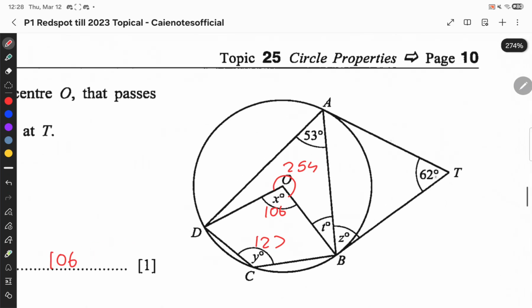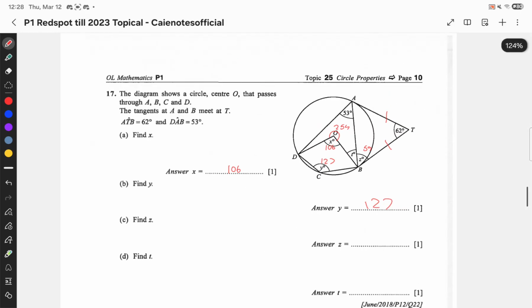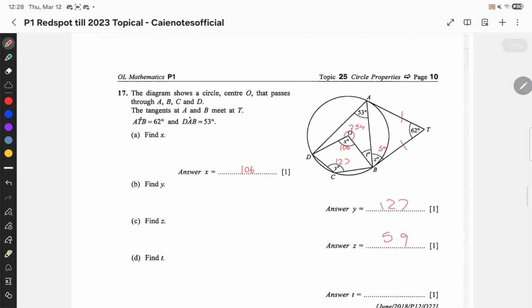127. Find the angle z. Well, this is the same. 180 minus 62 is 118 divided by 2. It is 59, and that is our answer. Find the angle T.